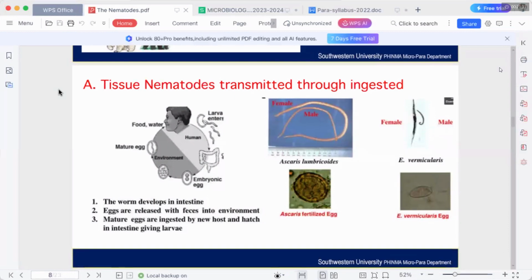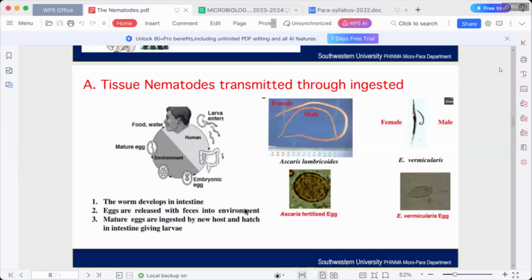So also for the mode of transmission, compared to your intestinal nematodes, for your intestinal nematodes it is ingestion, right? For the tissue nematodes, it is usually still transmitted with ingestion, but some by tick bites and all. This is for the intestinal.